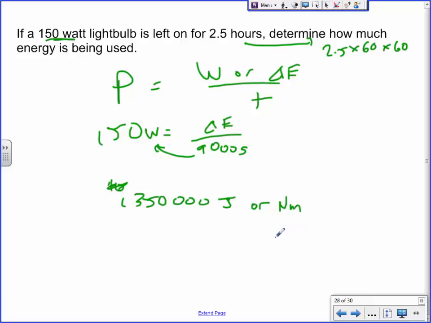Why don't we take a second though to talk about units here? Let's finish off the question. This will be 1.4 times 10 to the 6 joules. You guys okay with the math part of it? Okay, let's talk about units then.